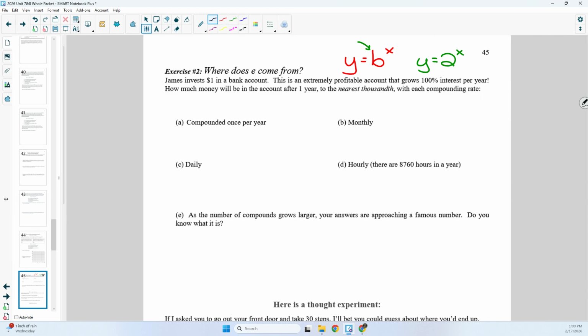So this problem says James invests $1 in a bank account. That also goes along with this, because if I wanted to put a start number on this, that number could be a 1. Simplest amount of money I can start with, simple starting number. It says this is an extremely profitable account that grows 100% interest per year. How much money will be in the account after 1 year, to the nearest thousandth, with each compounding rate? So we're going to use this formula because we have compounding rates.